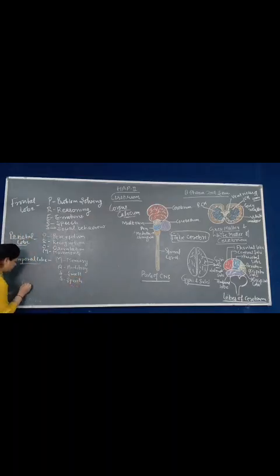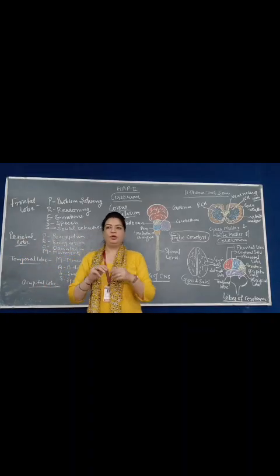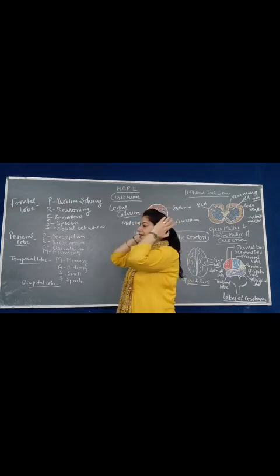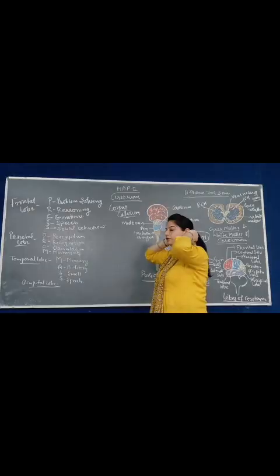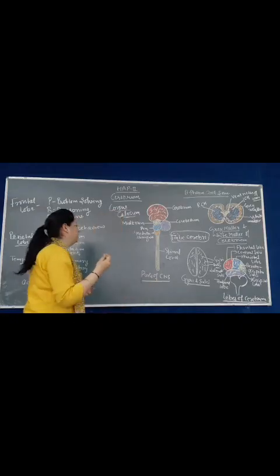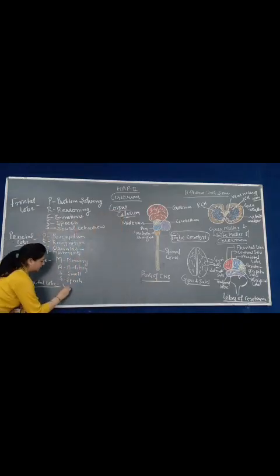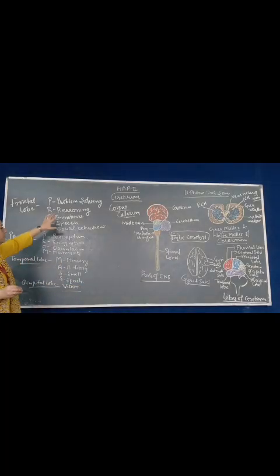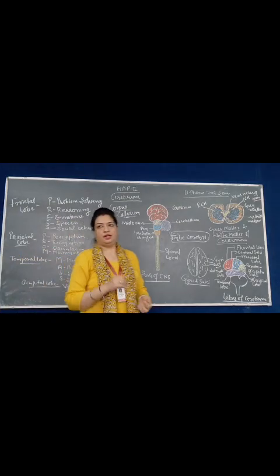And last are the functions of the occipital lobe. You know, here is the frontal lobe, here is the parietal and here is the occipital lobe, and the sides are the temporal. In front of the occipital lobe there are our eyes, and what is the function of our eyes? That is vision. So the function of the occipital lobe is vision. So these are the functions of the various lobes of the cerebrum.